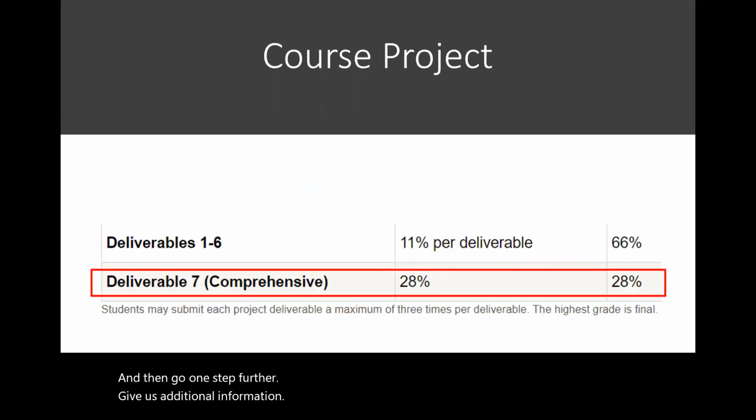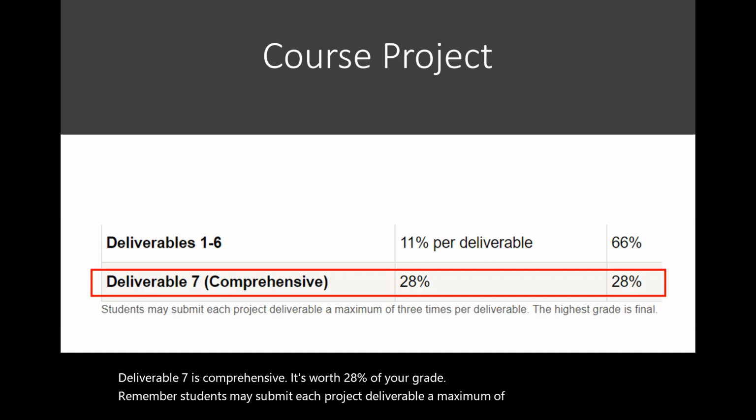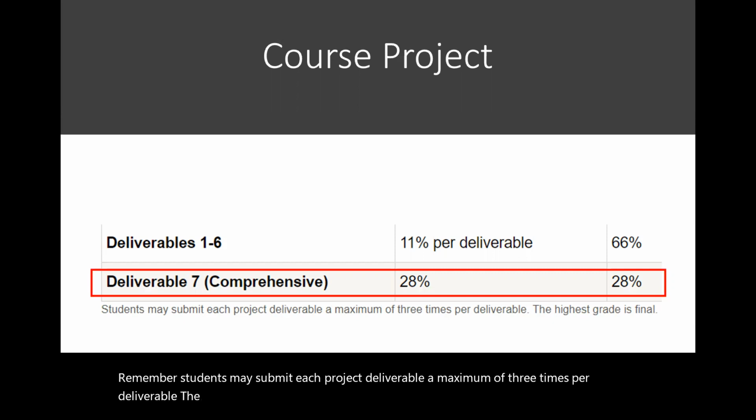Remember, deliverables 1 through 6 each was worth 11%. But deliverable 7 is comprehensive. It's worth 28% of your grade. Remember, students may submit each project deliverable a maximum of 3 times per deliverable. The highest grade is final. I know you can do this. I've seen you do it in other assignments. So really do it now. Now is the time.